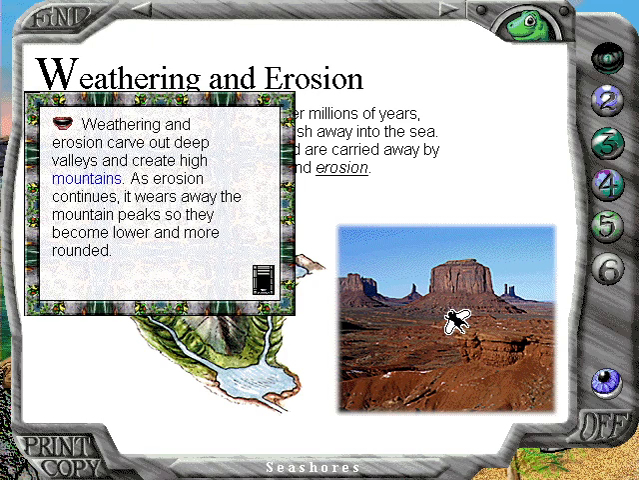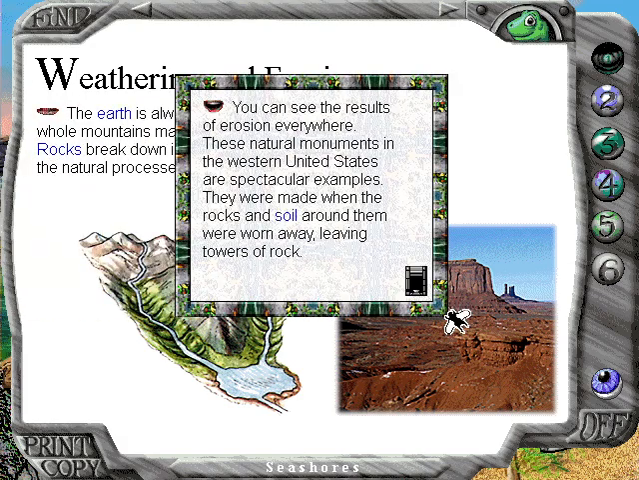Weathering and erosion carve out deep valleys and create high mountains. As erosion continues, it wears away the mountain peaks so they become lower and more rounded. You can see the results of erosion everywhere. These natural monuments in the western United States are spectacular examples. They were made when the rocks and soil around them were worn away, leaving towers of rock.